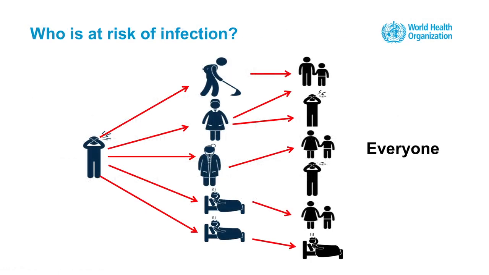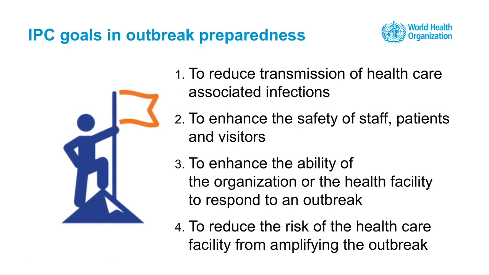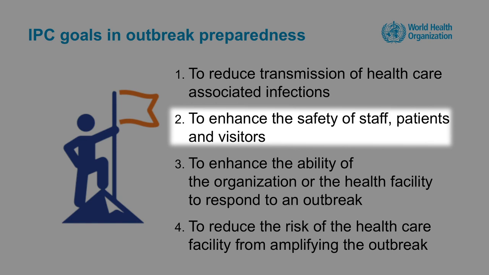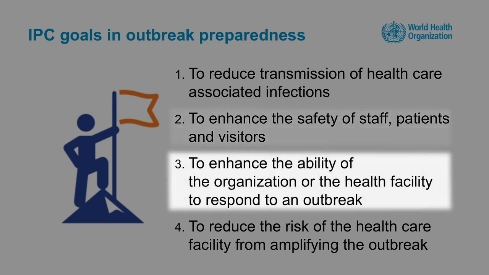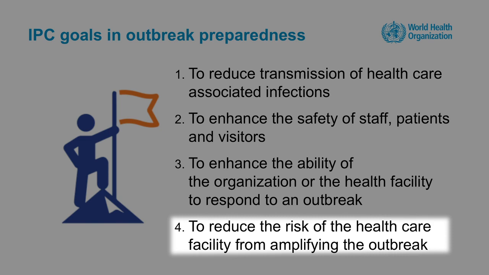So who is at risk of infection? Well, everyone. Infection prevention and control measures can protect you as the healthcare worker, can protect your patients, and protect your family and the community at large. Some of the IPC goals in outbreak preparedness are to reduce transmission of healthcare-associated infections, to enhance the safety of staff, patients, and visitors, to enhance the ability of the organization or the health facility to respond to an outbreak, and to reduce the risk of the healthcare facility from amplifying the outbreak.